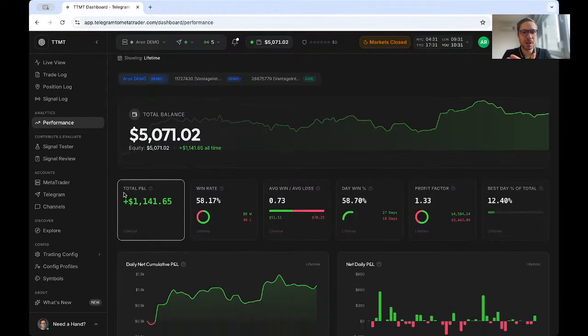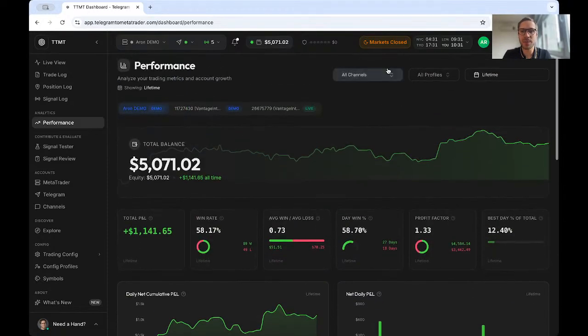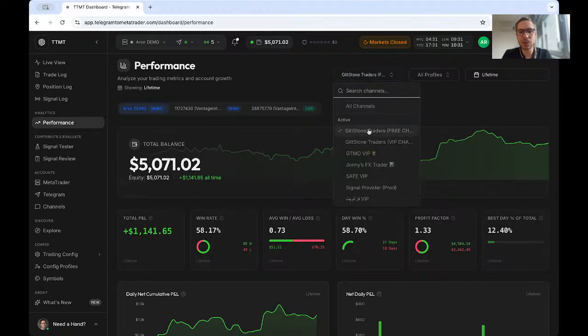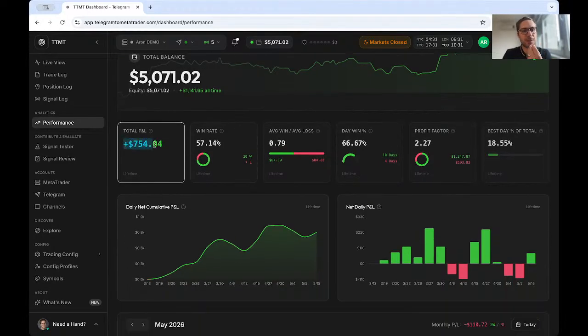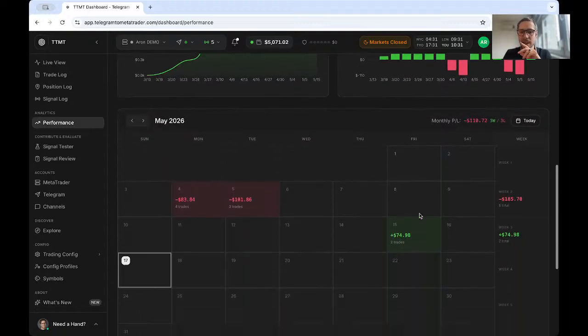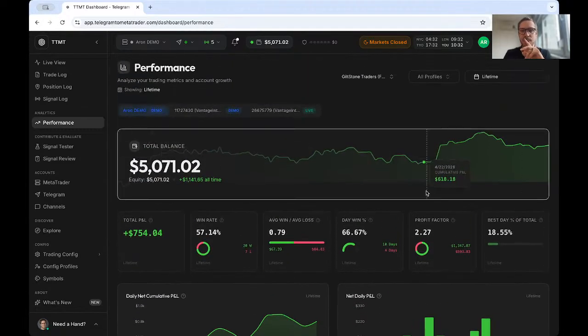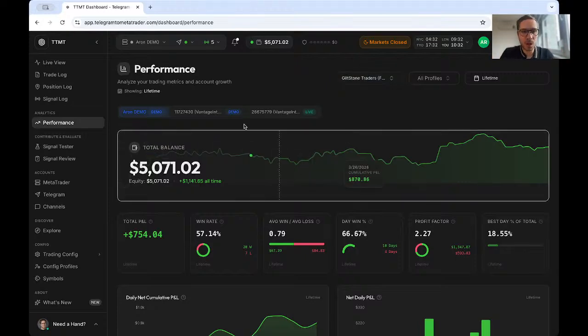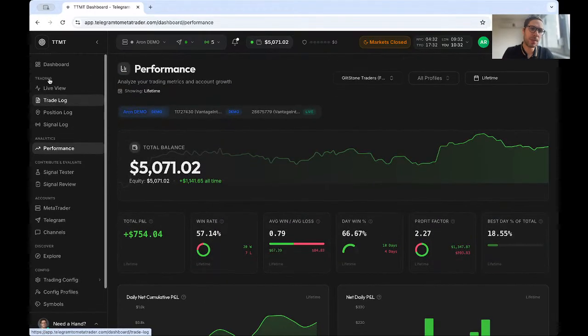This is your total balance, your total profit and loss, win rate, basic stats about your trades, and the important thing is that you can filter it to channels. I now filtered it to Gilstone traders. You can see the total profit and loss, the win rate, the daily cumulative P&L, and then you can also see a nice calendar of the executed trades here.